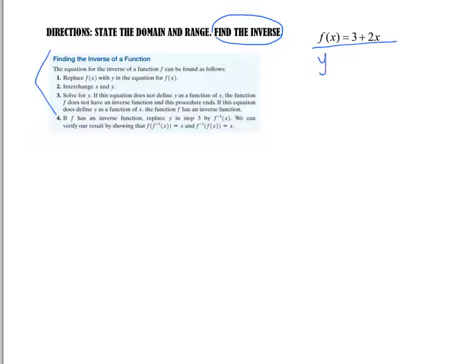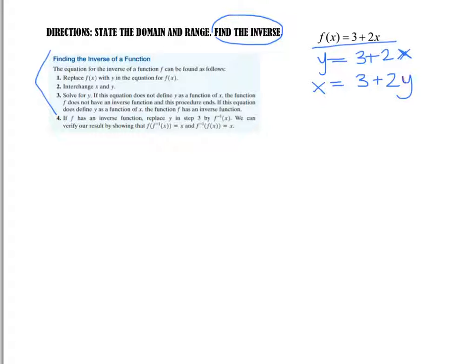The first step is to temporarily rewrite f of x as just y. It'll just make your algebra easier. Step 2 is to use the definition of inverse, which means to reverse your x and y coordinates. So you do exactly like that. What you can see I did in that step was where there used to be a y, I wrote an x, and where there used to be an x, I wrote a y.